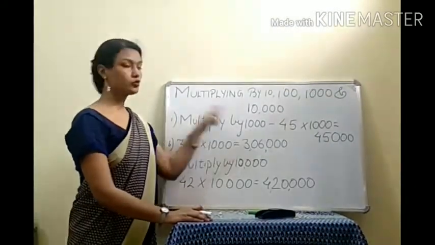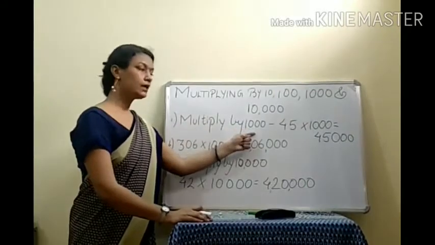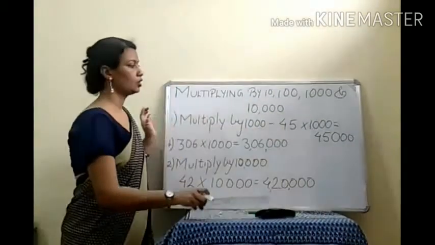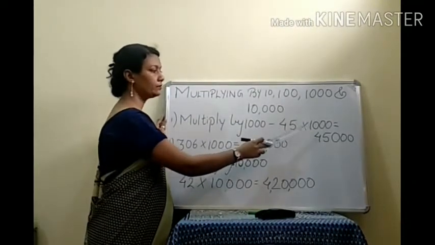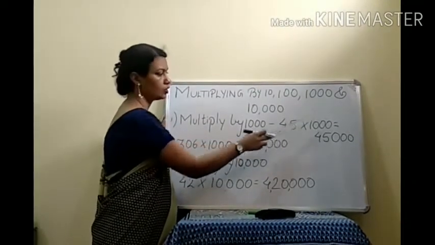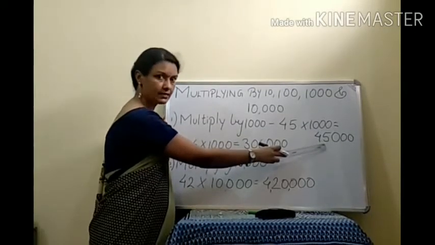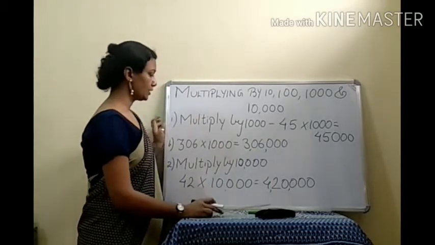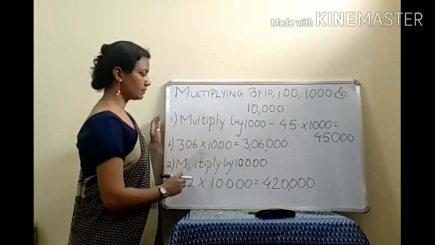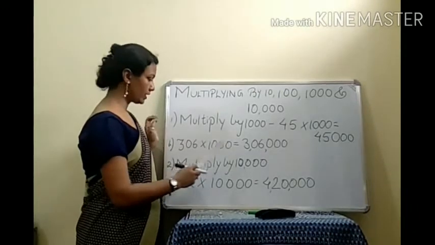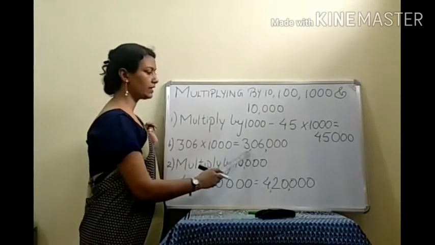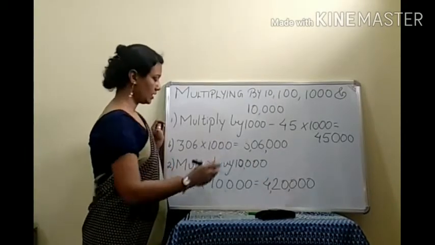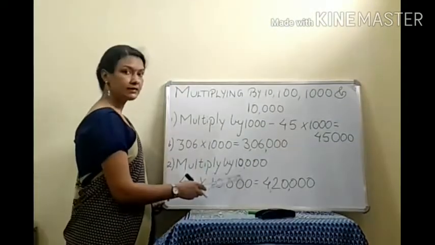Multiply by 1000. So when we multiply by 1000, how many zeros we will add? We will add 3 zeros. So see here, 45 multiply by 1000. So we will write 45 as it is and we will add 3 zeros at the right of the number. 306 multiply by 1000. So again this 306 we will write as it is and we add 3 zeros at the right.